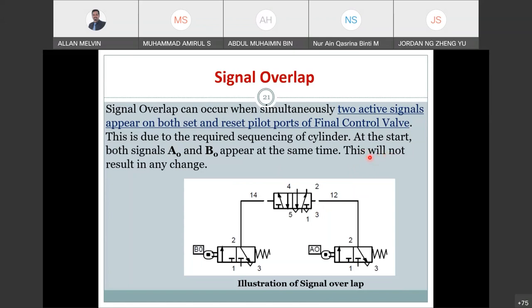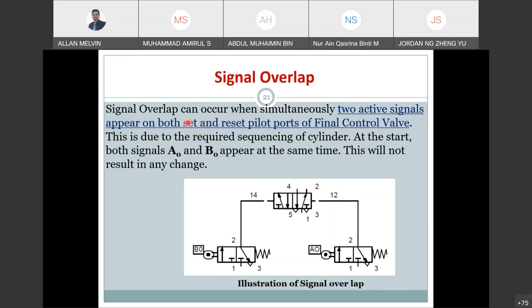It is written here: this will not result in any change. If both sides have signal overlap, this valve will not do anything. It can't do anything because it can't switch. If you apply one side, it can push to switch to this side or this side, right? But when you have two simultaneous active signals appearing in both, this set, this reset. If you already know what this is.